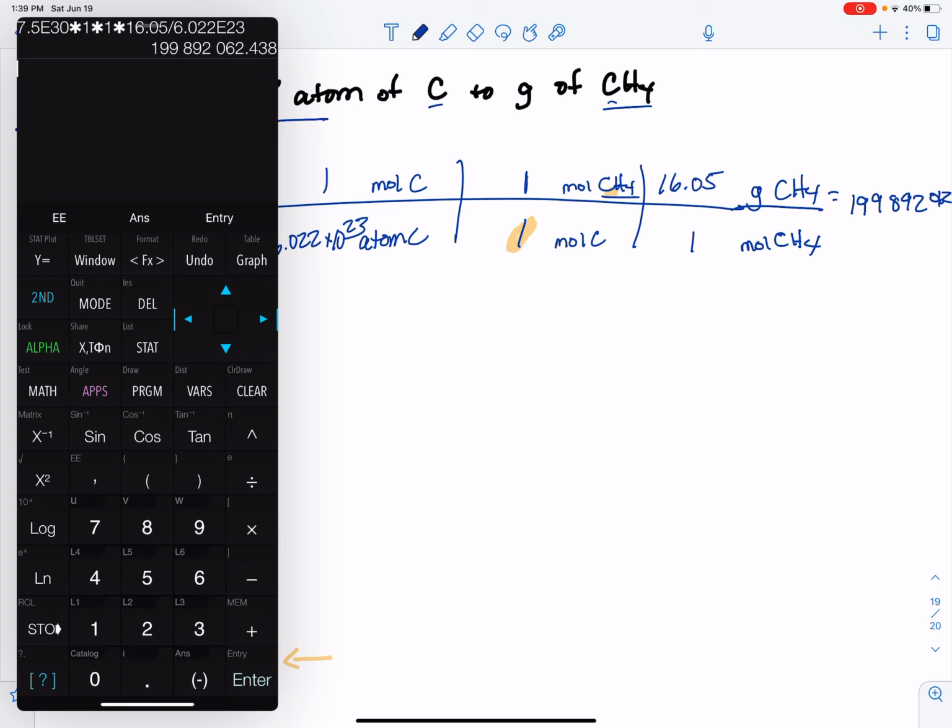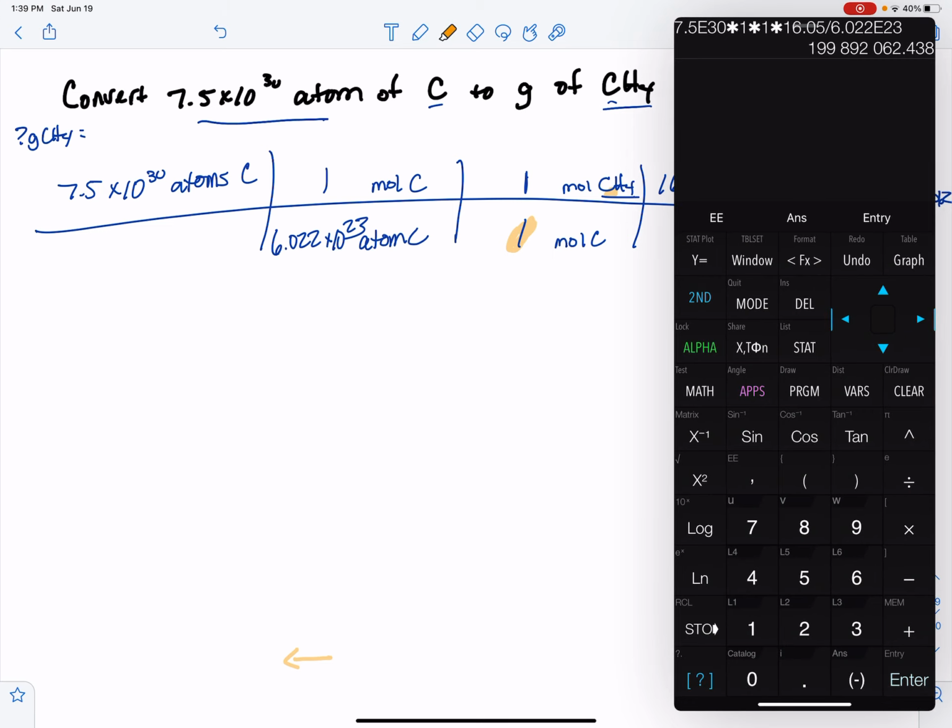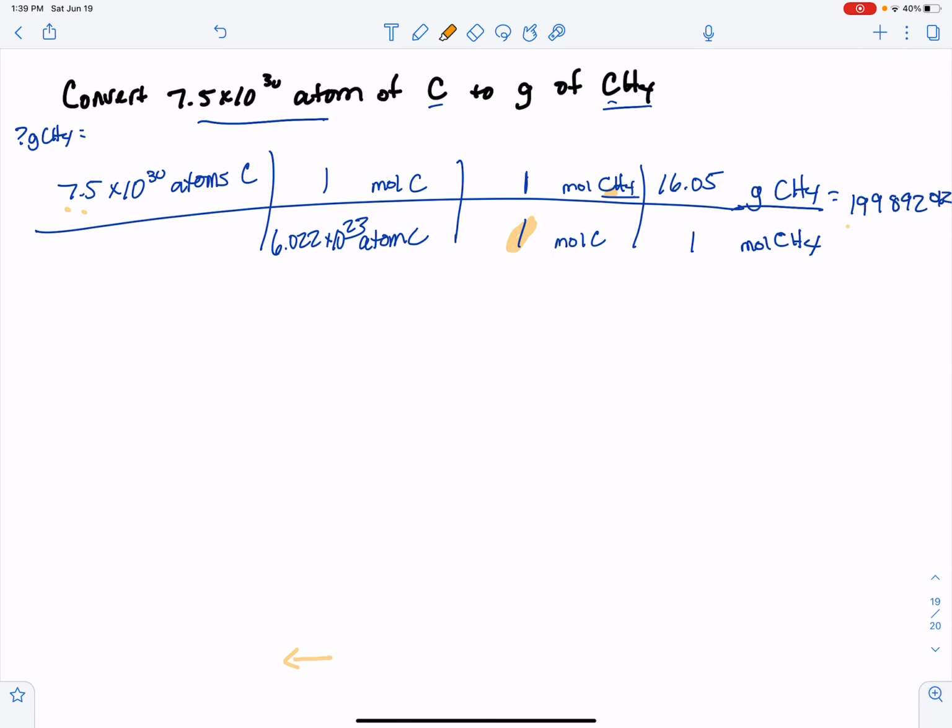199892062. That's a lot of numbers. Notice that I only have 2 sig figs. So this needs to only have 2 sig figs. This is going to round up. So that's going to round up to 20. And then 1, 2, 3, 4, 5, 6, 7 zeros. 1, 2, 3, 4, 5, 6, 7 grams of CH4. So to give it that sig fig notation, I need it to be 2.0 times 10 to the 1, 2, 3. Oops, I miscounted. 1, 2, 3, 4, 5, 6, 7, 8.